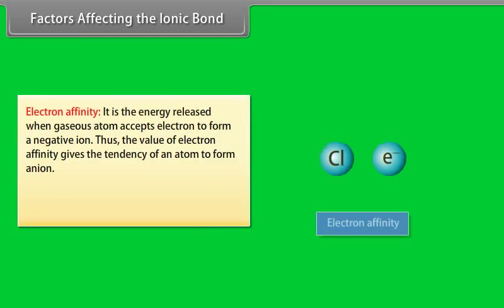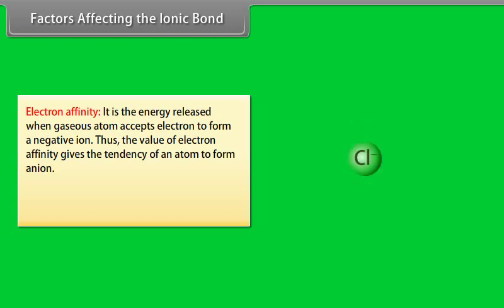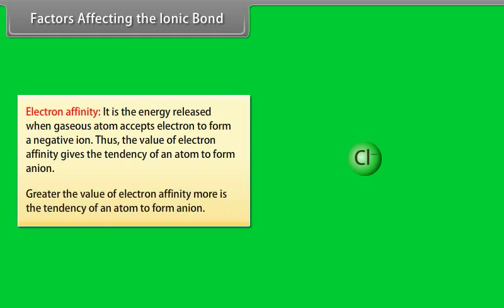Electron affinity. It is the energy released when gaseous atom accepts electron to form a negative ion. Thus, the value of electron affinity gives the tendency of an atom to form an ion. Greater the value of electron affinity, more is the tendency of an atom to form an ion.